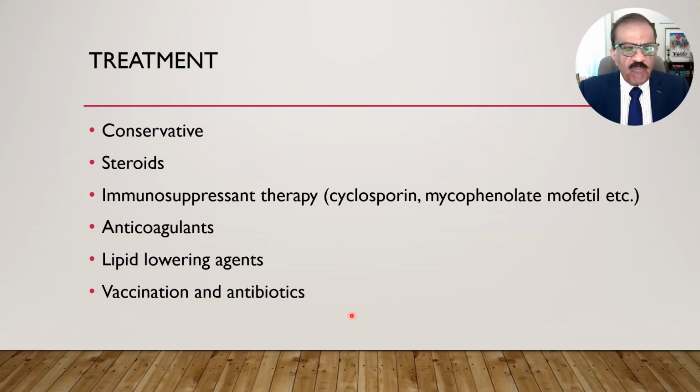So vaccination and antibiotics, as these patients are more prone to get infections, I think routine vaccination, flu vaccine, pneumonia vaccine should be given to these patients, and whenever they develop infection, they should be given antibiotics. I think the threshold for antibiotics may be a little lower in these patients.